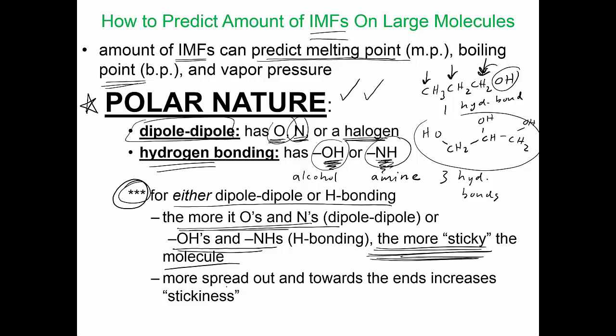Okay. And then also another feature is if they're more spread out and towards the end, it also increases its IMFs, or molecule stickiness, how well it sticks to itself, if you had a whole sample of it. Okay, so that's one thing to consider, polar nature.